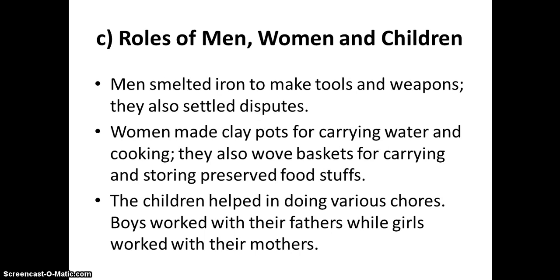Okay, now in these kinds of communities, what did men, women and children used to do? Well, men usually used to smelt iron, and when they smelt iron, they would make tools and weapons. Okay, and men also used to settle disputes. In case two people are quarreling or they have a difference, men were the leaders who would settle disputes.